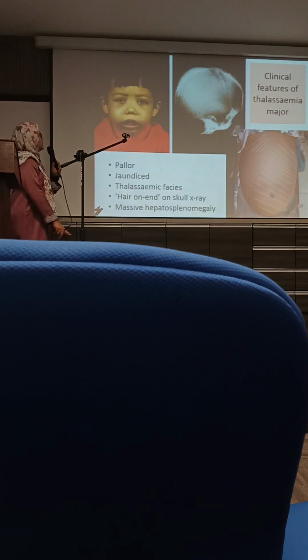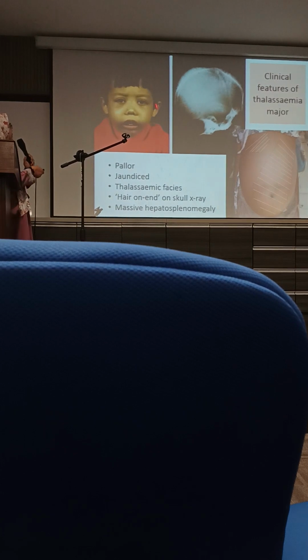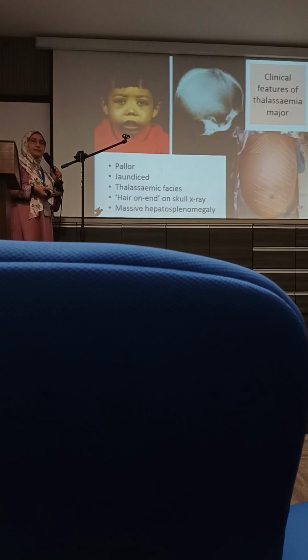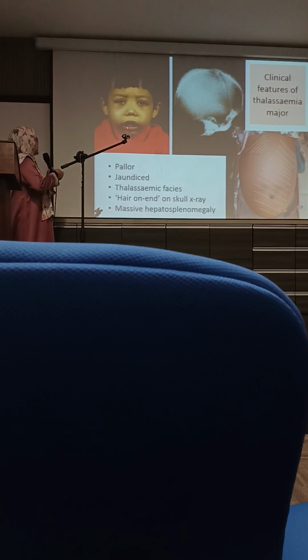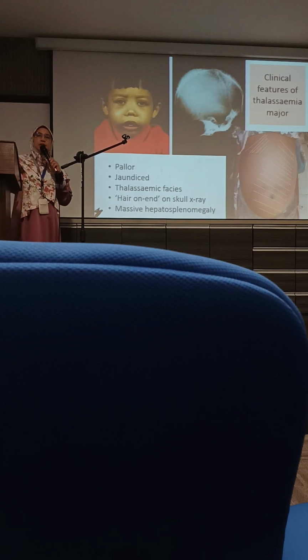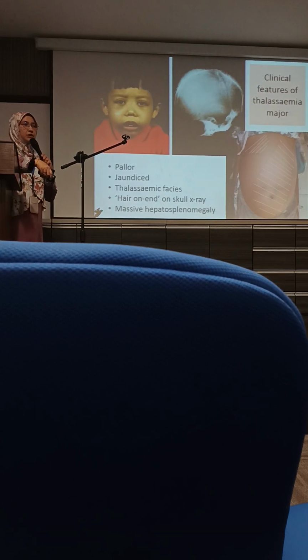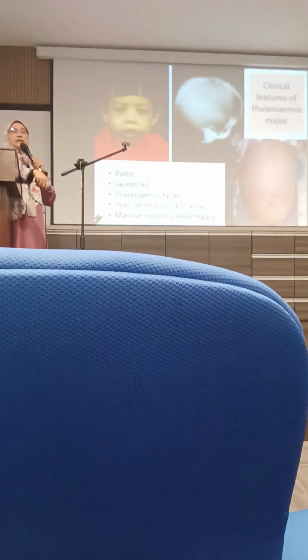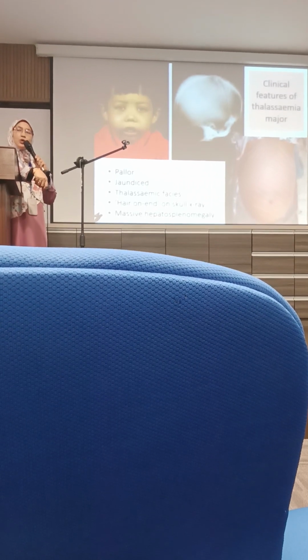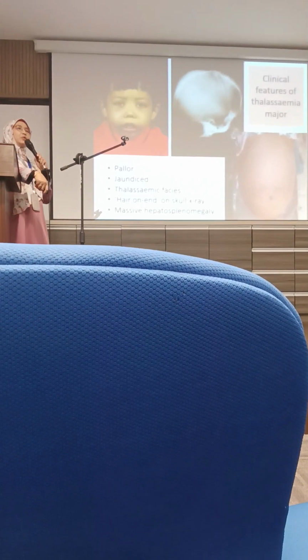And this is the clinical features of thalassemia major. Nampak pale? Nampak jaundice? Yeah, they have jaundice because they have hemolysis kan. So they are pale, they are jaundice, and this is a typical thalassaemic phases. Boleh you describe? Anyone can describe what is thalassaemic phases? Normal ke tak normal muka dia tu? Abnormal. What are the abnormality? Swollen cheek. Okay, what else?